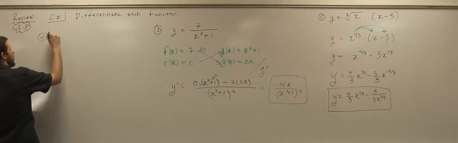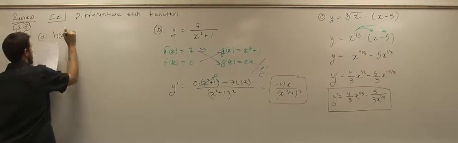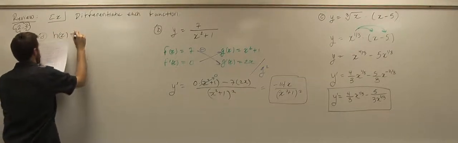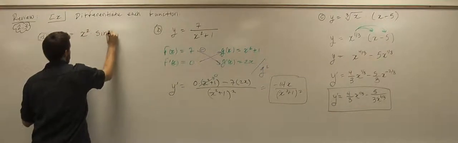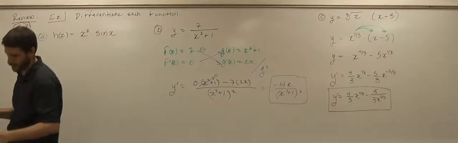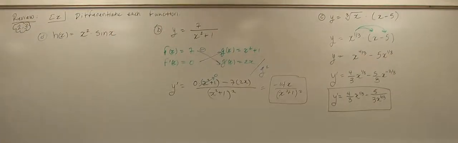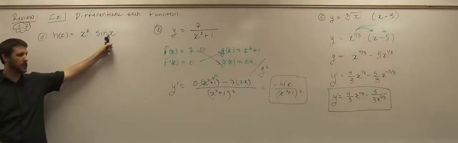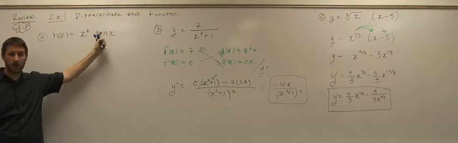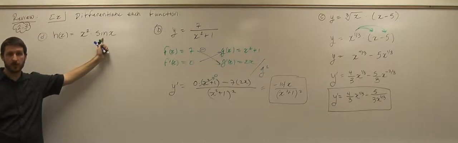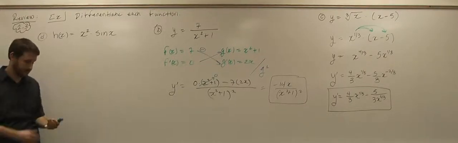So, what if I give you h of x equals x squared times sine x? Can you multiply this x squared in here, make this sine x cubed? Oh God, no. So you have to do the product rule here. There's no choice.